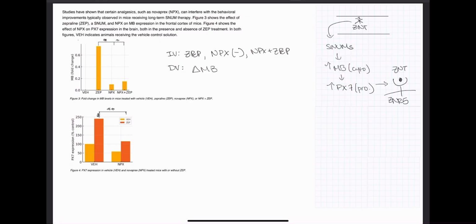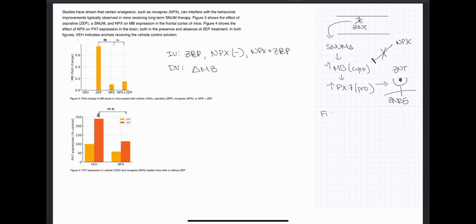So we are seeing that when ZEP is administered by itself, the fold of MB is much higher than when NPX is administered. And then it's still pretty low when both of them are administered. So ZEP is not able to overcome the effects of NPX, is what it's showing. So in our flowchart, we'll also add this. NPX is doing an inhibitory effect to MB.